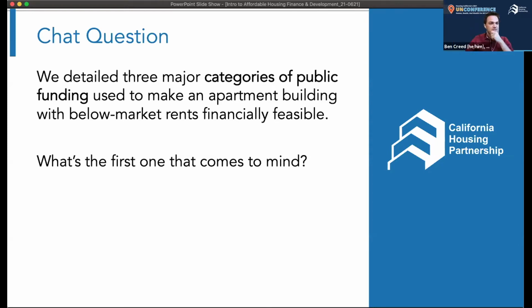Yeah, a lot can be said, and I forgot to put my poll out, or the chat question out. So let me just share the chat question real quick. In the financing section, we covered 3 major public interventions of funds to prop up the low rents in an apartment building that has affordable housing restrictions. And so if you can jog your memory and remember one of those 3 types of public funding interventions to help make these things feasible, tell us in the chat. Please share in the chat.